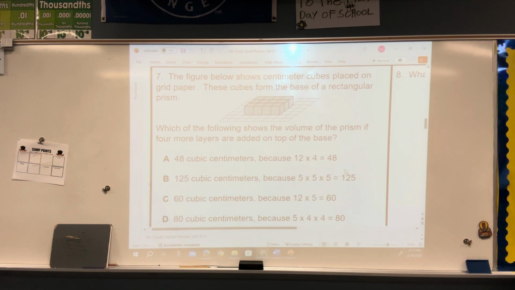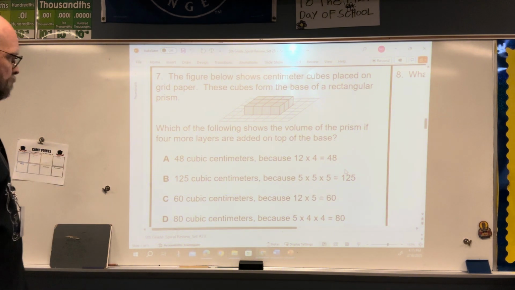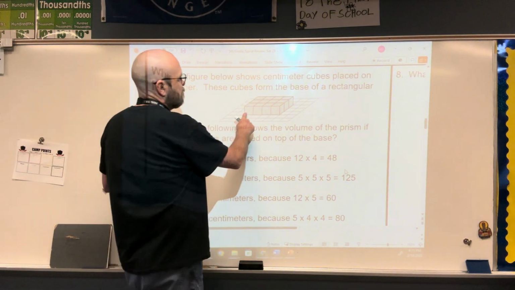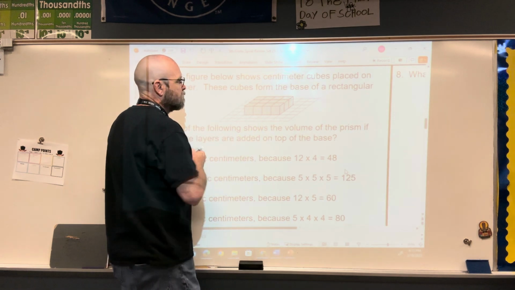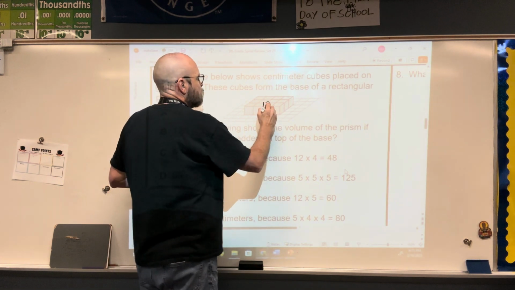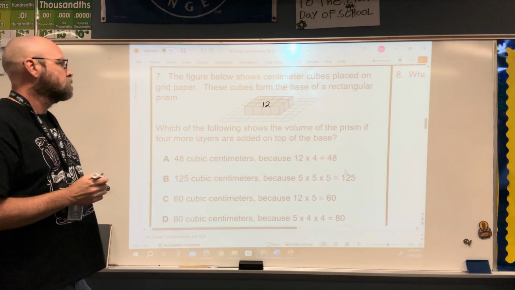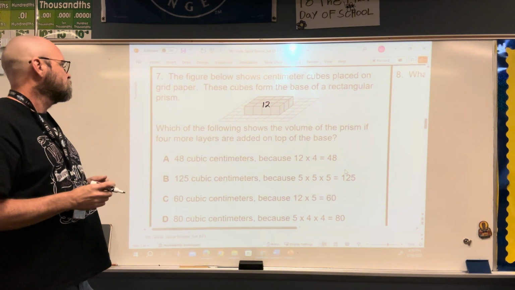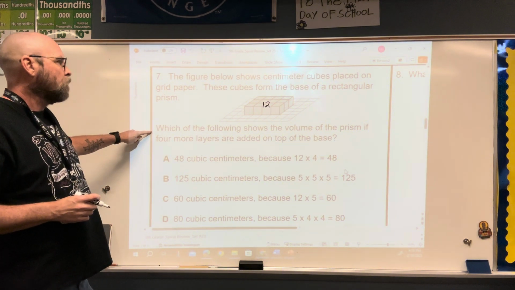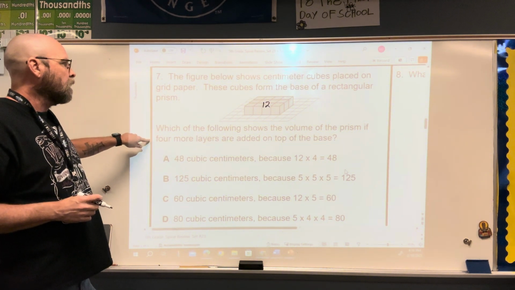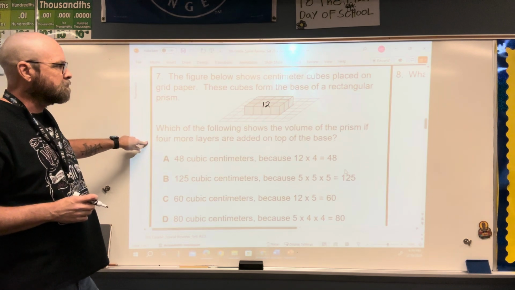Number 7. The figure below shows centimeter cubes placed on a grid paper. These cubes form the base of a rectangular prism. So this is the base, the first layer. And this layer has a total of 12 centimeter cubes. Which of the following shows the volume of the prism if 4 more layers were added to the top of the base?